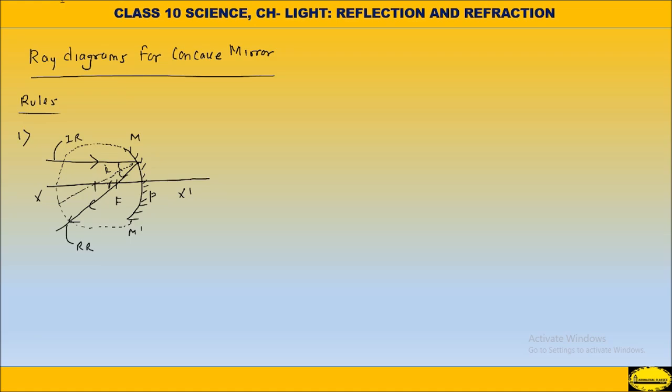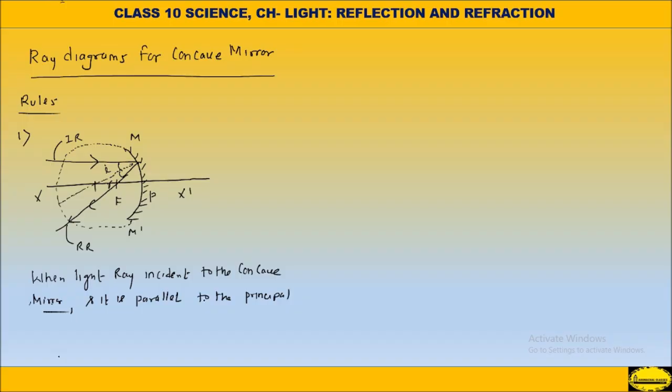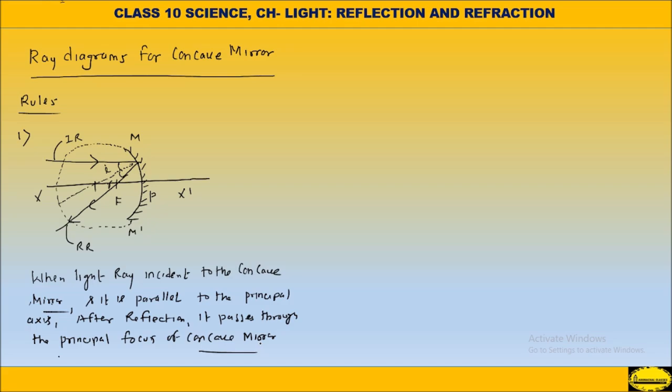Now let us write down the first rule. Here the rule is that when a light ray incident to the concave mirror is parallel to the principal axis, after reflection it passes through the principal focus of the concave mirror. So this is the first rule.